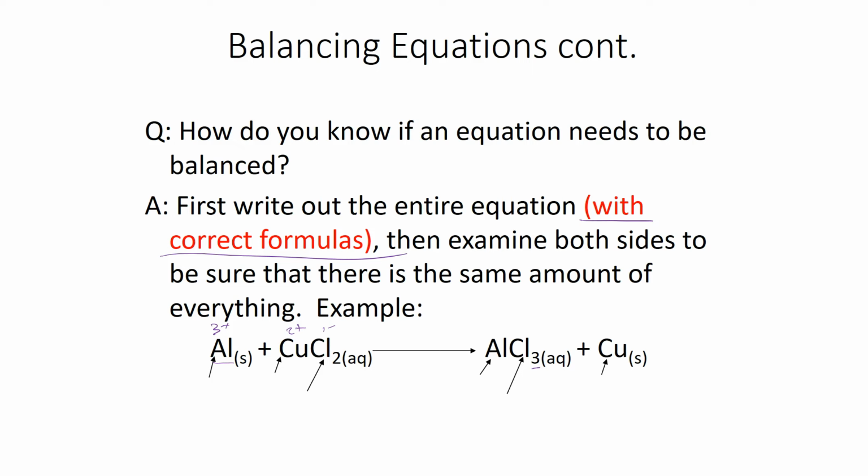Okay? So we do that. Now, what we should notice is after I've written my skeleton equation, so that's what this is, this is a skeleton equation that is not currently balanced. We've got 1 aluminum on this side, 1 aluminum there, 1 copper there, 1 copper there. That's good. 2 chlorines. 3 chlorines. Okay?